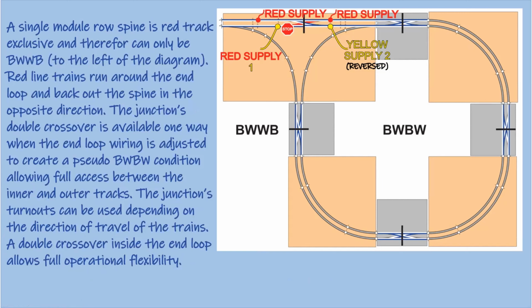Here, again, with the double crossover installed on the junction, the access is only one direction. You can only go through this way. You can't go through the other way. Again, all of your other crossovers are fully functional. So this one here only has an operational benefit.